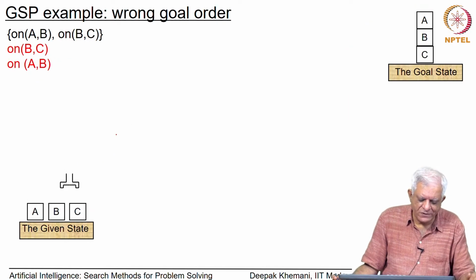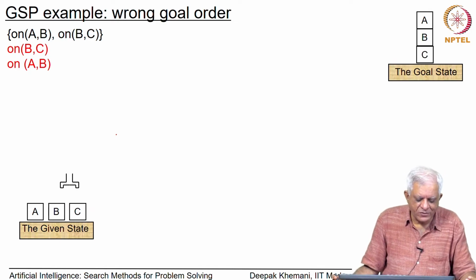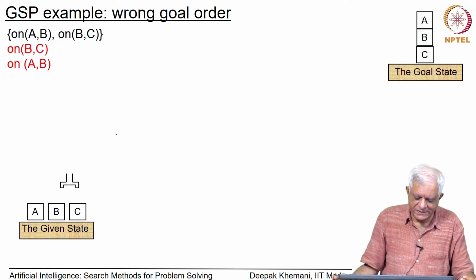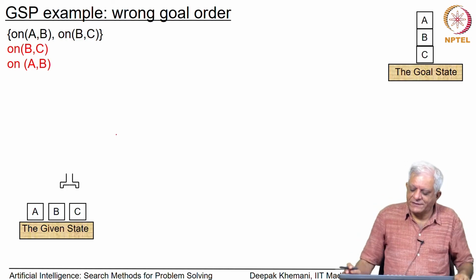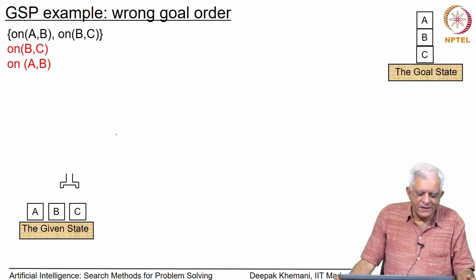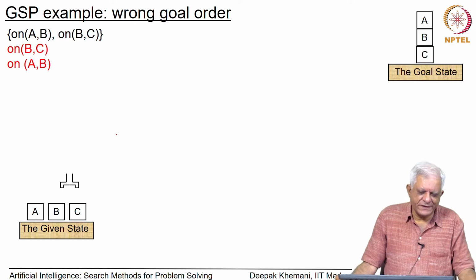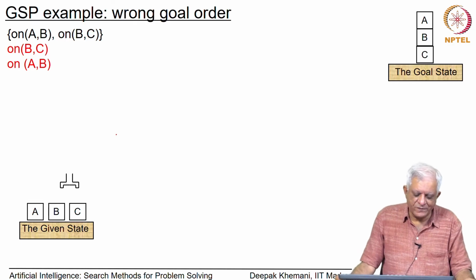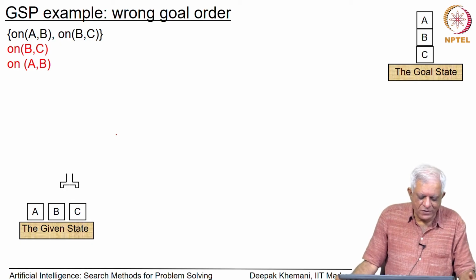What happens if we choose the wrong order? The wrong order is depicted here on the top. It is saying that okay, I have these two goals on A B and on B C to be achieved, and it is saying first achieve on A B, then achieve on B C. As an intelligent human being, of course, you will realize that this is not the best way of doing things, but we have said that we are putting them in some order and we yet do not have a heuristic of how to do this. And so, let us see what happens when it chooses the wrong order.